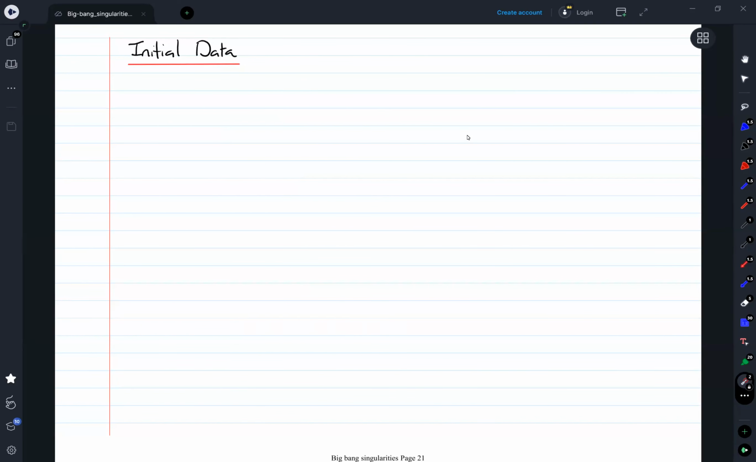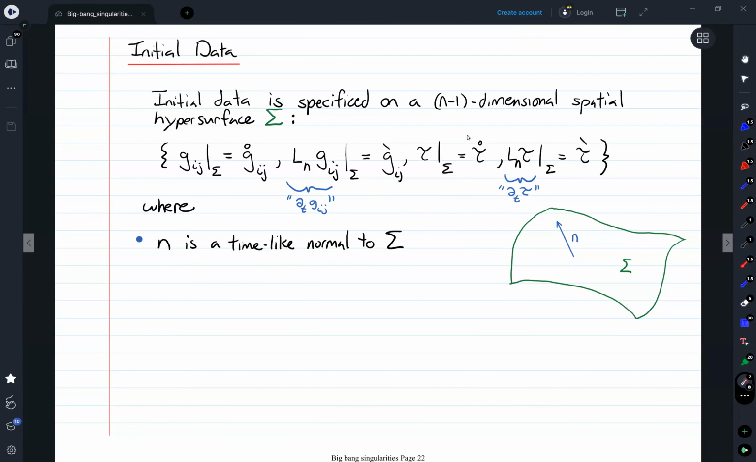From the initial value point of view, the first thing we have to do is specify initial data. We do this by picking an initial hypersurface, some space-like hypersurface inside your space-time. Of course, you don't even have a space-time yet, so you have to decide what you mean by this, but there's a way to describe it without needing an ambient space-time. Then we need some notion of the normal, the direction of time, and I'll specify that by some vector field n. This will be my timelike normal.